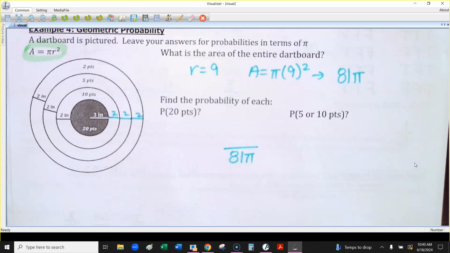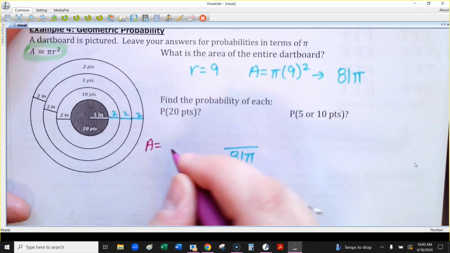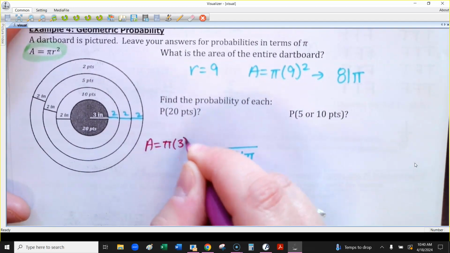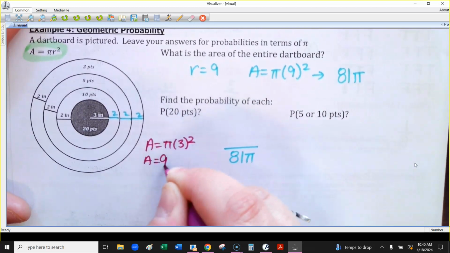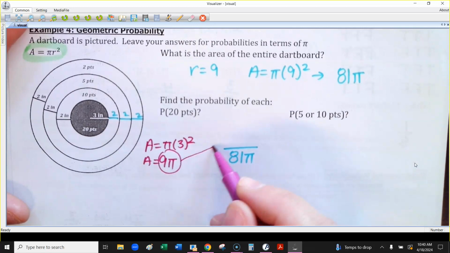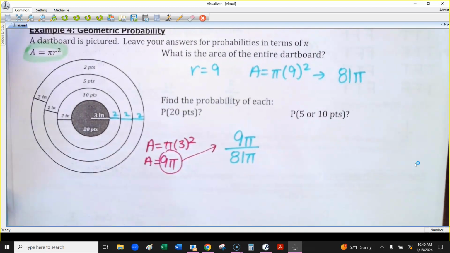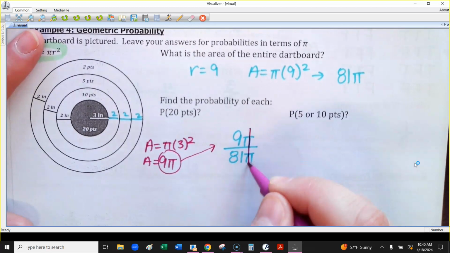Yeah. What would you use as your radius? There you go. Radius of that little inner circle is 3, so it would be pi times 3 squared. So it would be 9 pi. That's the area of what I want. So then that I would just put on the top of the area of the whole thing. Now the reason I'm going to have you guys leave these in terms of pi is because what's going to happen here, the pi cancels out on the top and the bottom.